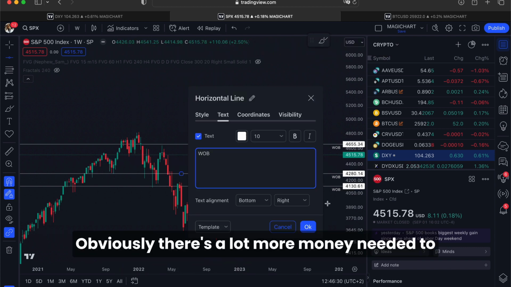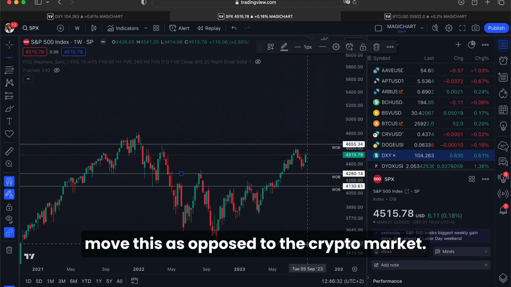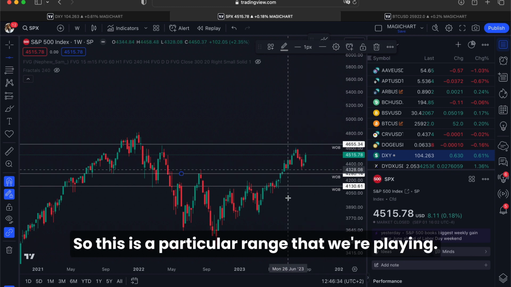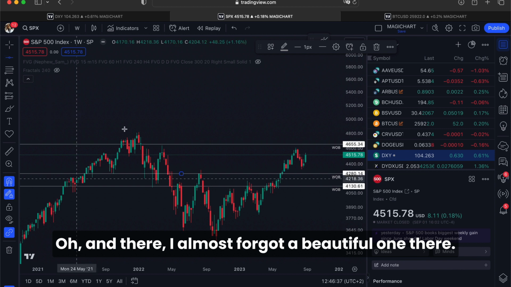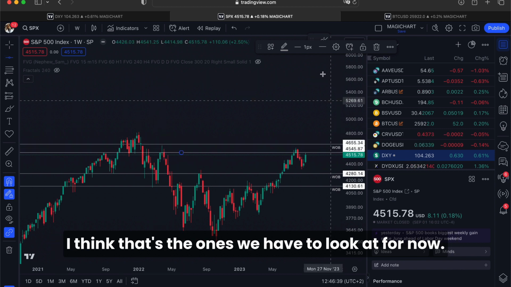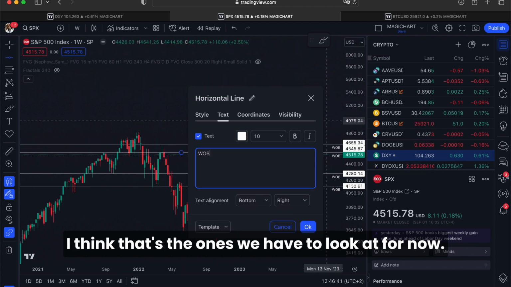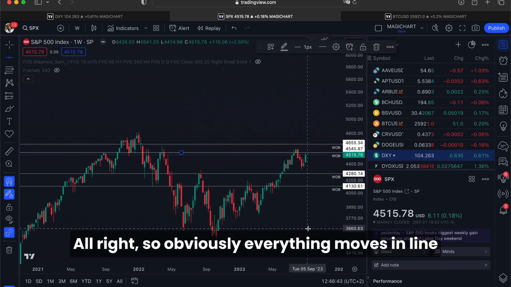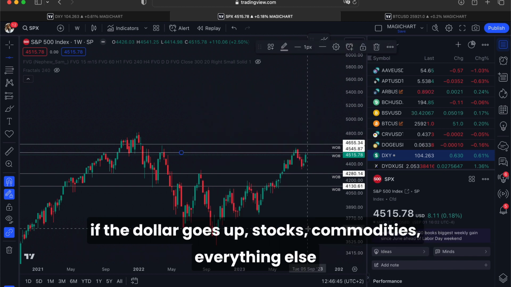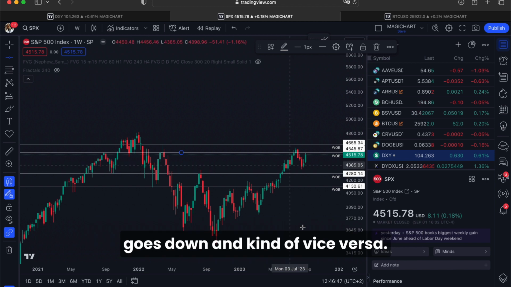Obviously, because there's a lot more money needed to move this as opposed to the crypto market. So this is a particular range that we're playing. Oh, and I almost forgot a beautiful one there. I think those are the ones we have to look at for now. All right, so obviously everything moves in line. If the dollar goes up, stocks, commodities, everything else goes down, and vice versa.